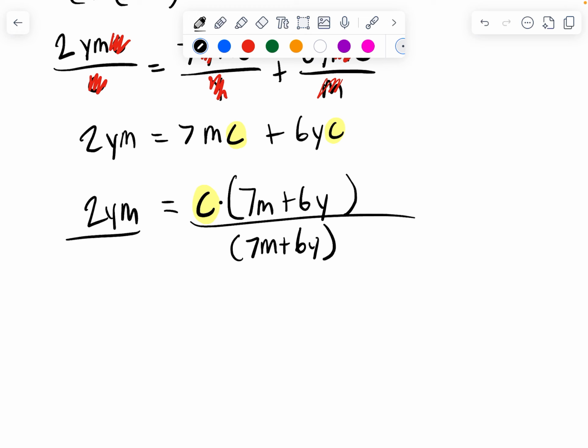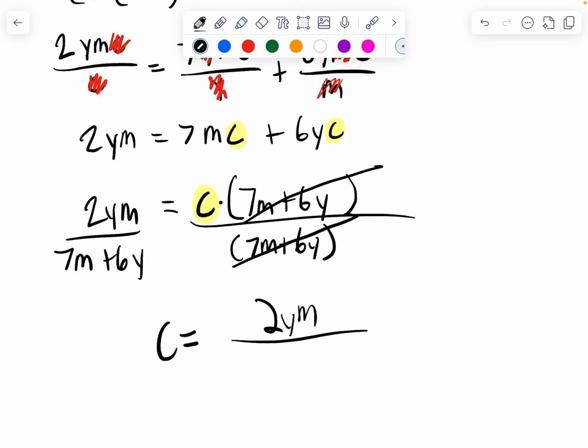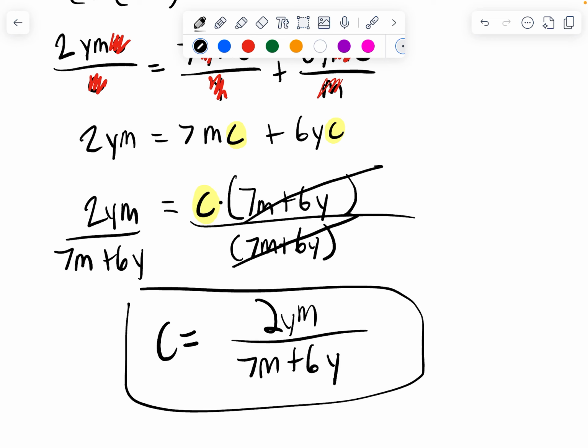And what you do to one side, you do to the other. Okay, so same thing over same thing. That is a very fancy one. And you get C equals 2ym over 7m plus 6y. Is C alone? Yes. You have solved your equation and are done.